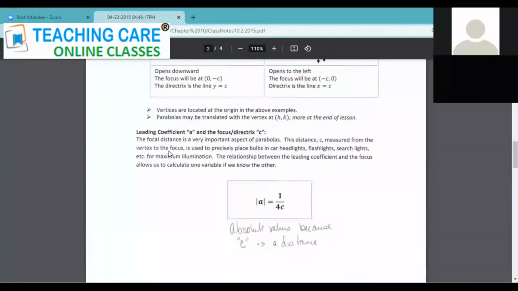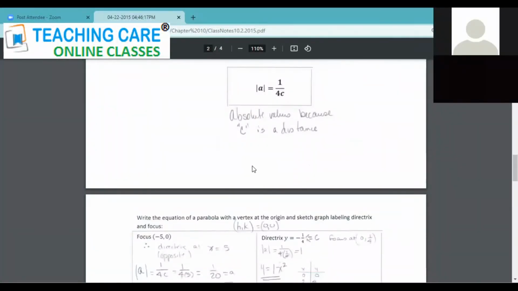Okay, there is a formula for interrelating those two things. The relationship between the leading coefficient and the focus allows us to calculate one variable: the absolute value of a is nothing but 1 over 4 times c. Understood? We will use this in problems where we don't know the a value or c value. Suppose c is given, and I want to find the value of a.